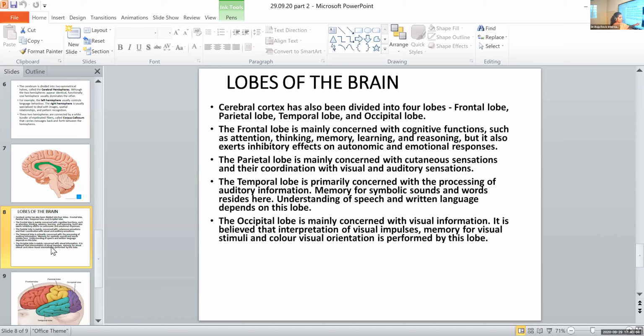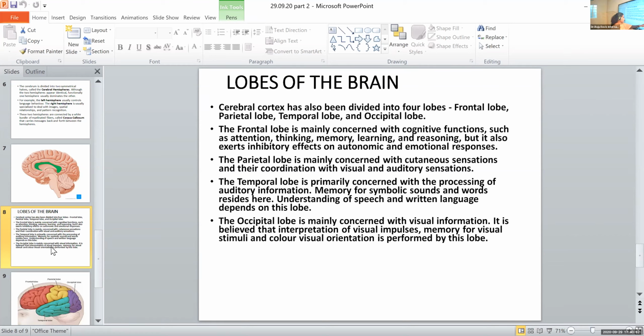So the memory for these sounds. If the temporal lobe is not working properly, then you forget this. If you have to remember it, then you need this temporal lobe. So the memory for these symbolic sounds and words is mainly residing in the temporal lobe. Understood? So the main function is processing the auditory information, because it's present near the ears. Along with that, the memory for the symbolic sounds and words is also included there.